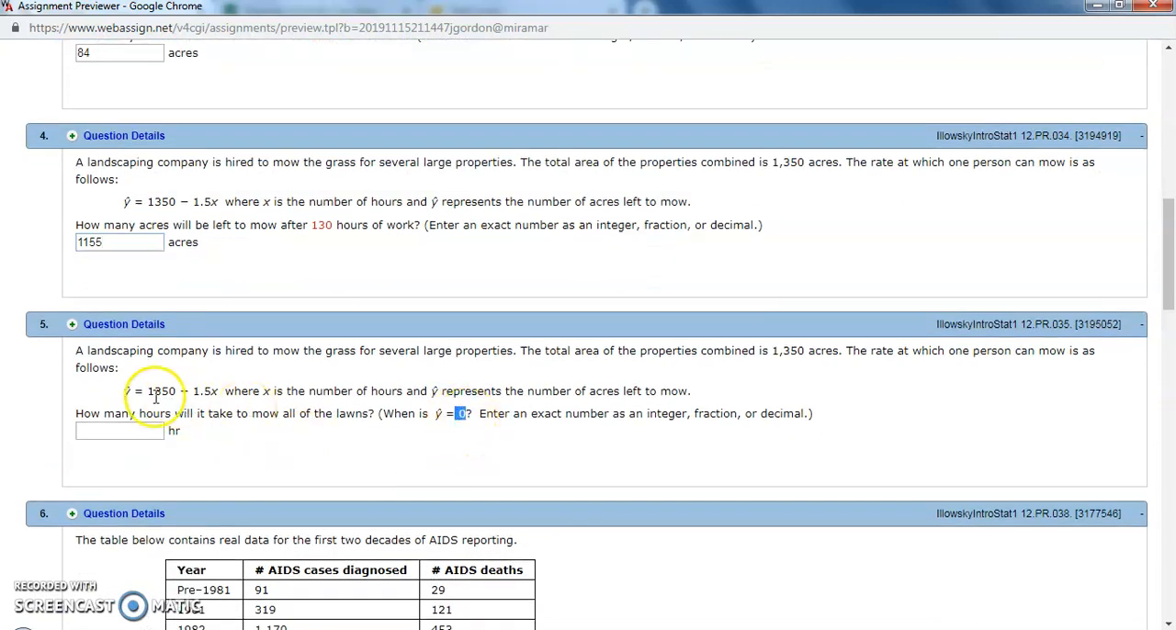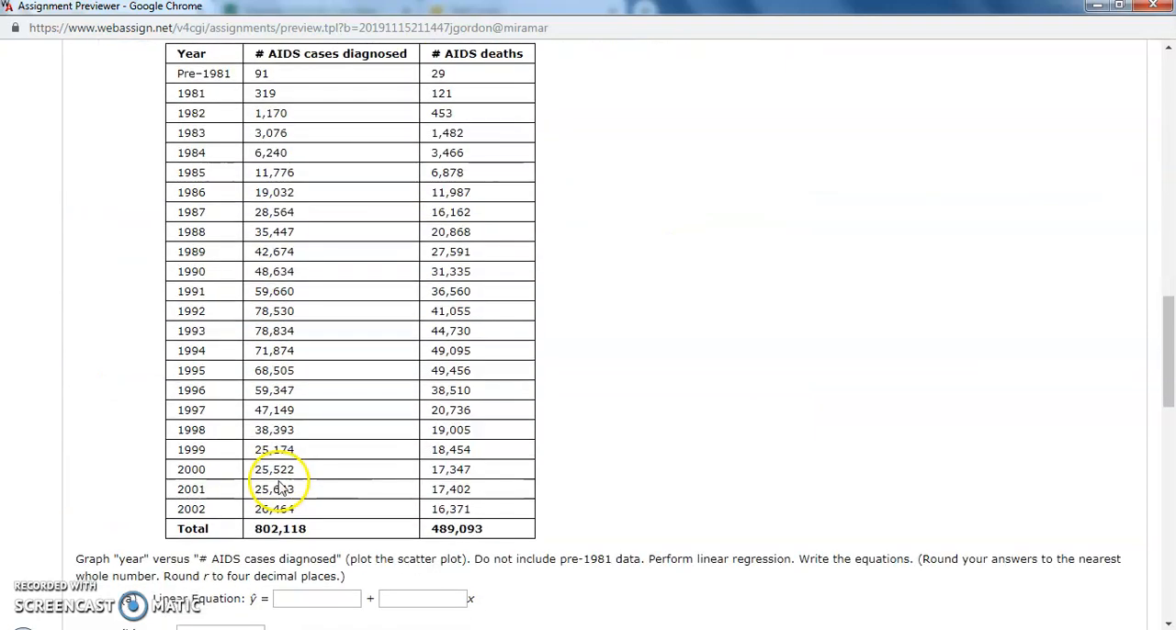Now, if y hat is 0, okay, so think about this being 0. To solve this, you're going to subtract 1350 from both sides. So you'd have negative 1350, and then you divide by negative 1.5, and that gives you positive 900. So again, the y hat is 0. Then you move the 1350 to the other side, and to move it, positive 1350 subtracted becomes negative 1350. And then negative 1350 divided by negative 1.5 is 900.